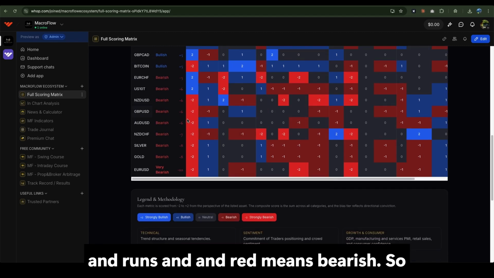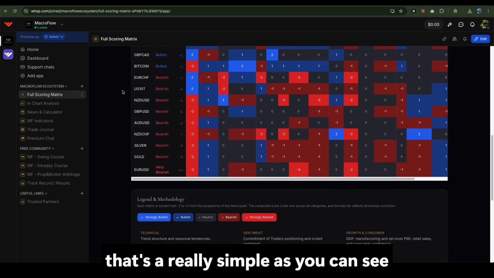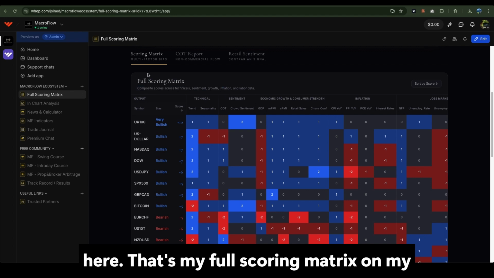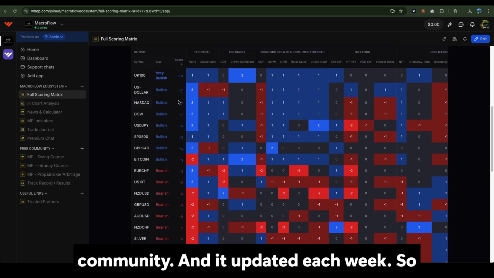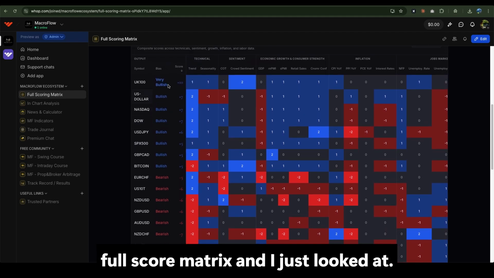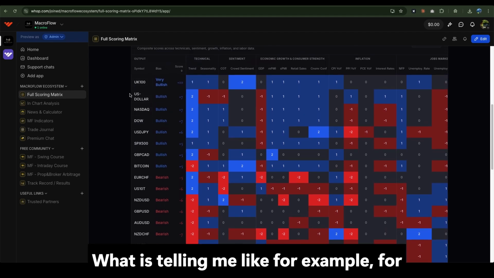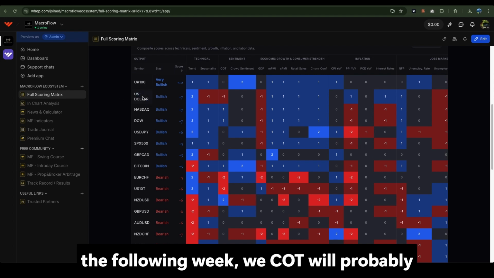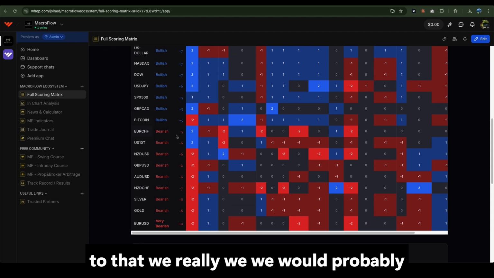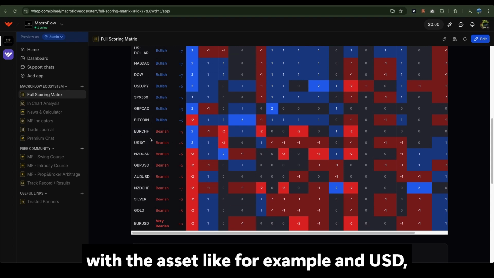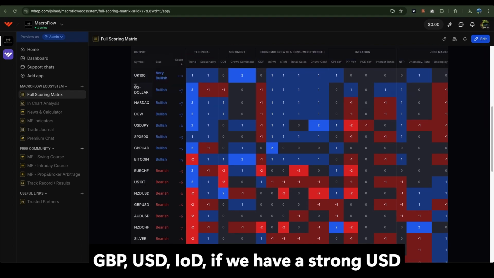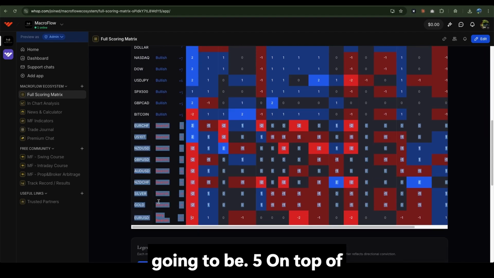Blue means long and red means bearish. So that's really simple. As you can see here, that's my full scoring matrix in my community. And it updates each week. So on the weekend, I come here to the full scoring matrix and I just look at what it is telling me. For example, for the following week, we will probably have a strong USD. And correlated to that, we will probably have some bearishness on the correlated USD assets, like for example AUD-USD, GBP-USD. If we have a strong USD, these assets are probably going to be bearish.